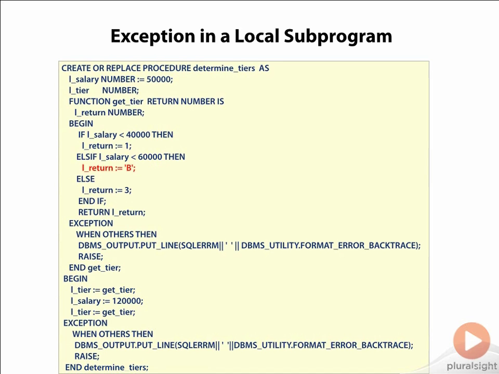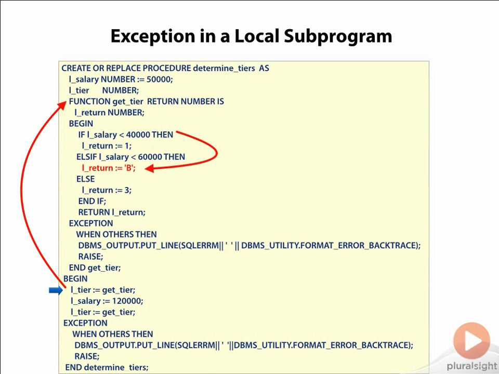Now, when the procedure determine tiers is executed, it will start off with the begin keyword and then go to the statement where we are assigning L tier the value returned by getTier. At this point, it will call the function getTier. Inside the function, it will start evaluating the if clauses. If L salary less than 40,000 will be false as the salary is 50,000, the else if clause of L salary less than 60,000 would be true, where it will try and assign a character value of b to a number data type L return.